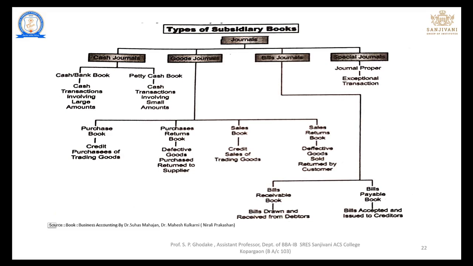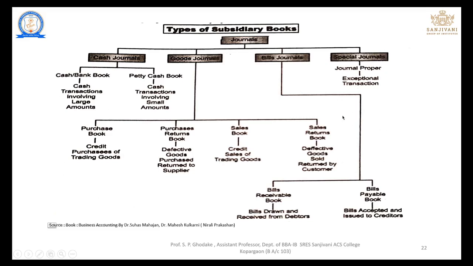then we have the sales book, that is for credit sales of trading goods; and we have the sales return book, that is for defective goods sold returned by the customer to the seller. Then we have the bills journal, in which we have the bills receivable book and bills payable book. Bills receivable are bills drawn and received from debtors, and bills payable are bills accepted and issued to the creditor. And we have the fourth, that is special journals, that is journal proper.